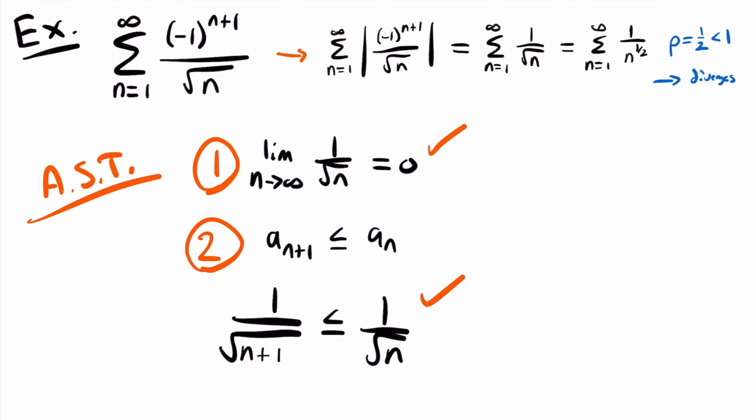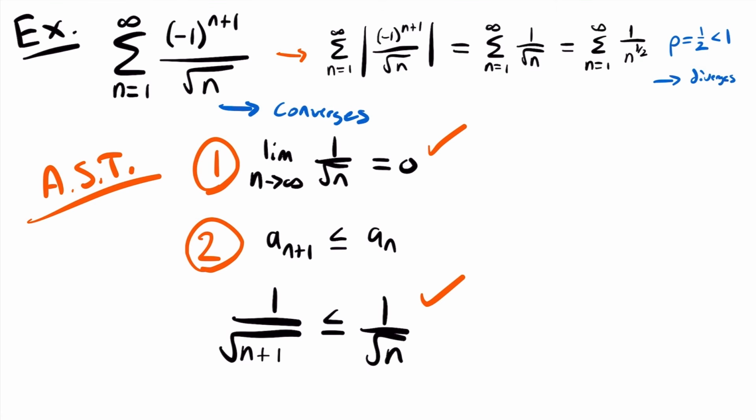And so we have shown that our series is decreasing, which means that both of our requirements are met for the alternating series test, which implies that our alternating series converges. Okay, so I'll write that down. We now know that this series converges from the alternating series test, but it diverges when we look at the absolute value of that series. And so, because the original series converges, but the absolute value series diverges, we can conclude that this series is conditionally convergent, or that it converges conditionally.